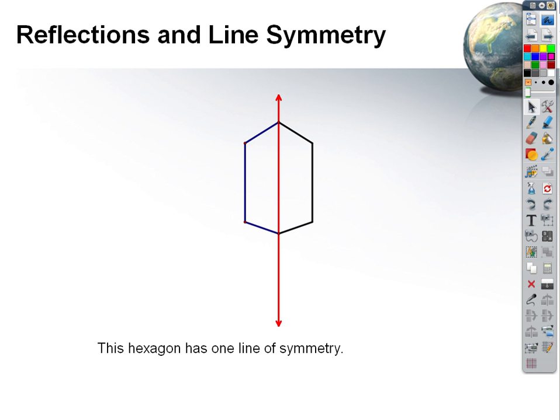Now that's better than none. It's got some symmetry, and many objects don't have any. Could I come up with a hexagon that is more symmetrical than that? What could I do to make this hexagon more symmetrical? Yes, sir. Make it regular. If I want to make the most symmetrical hexagon, let's make it regular.